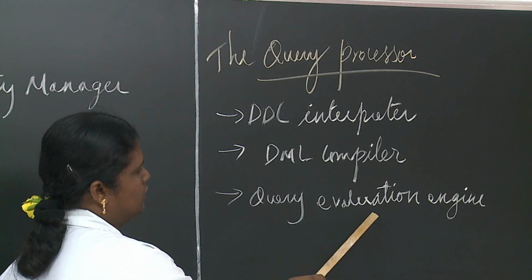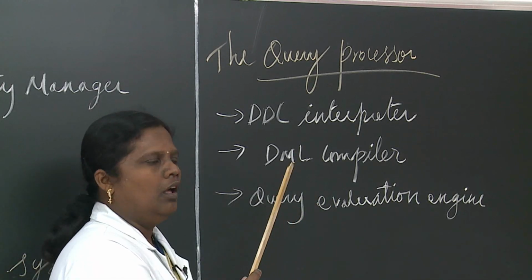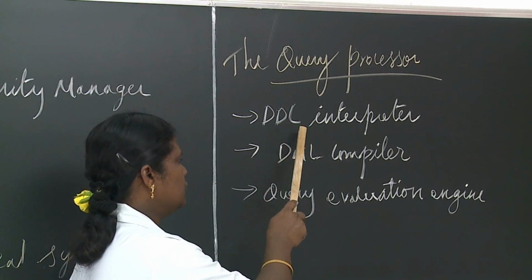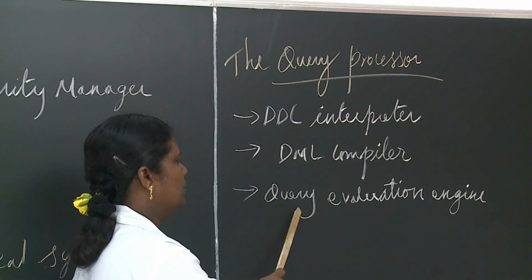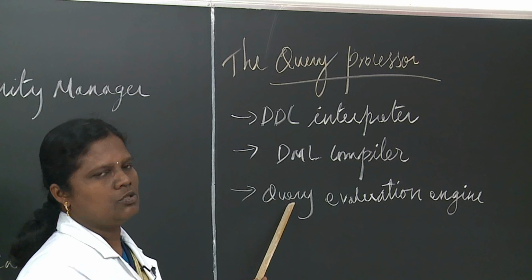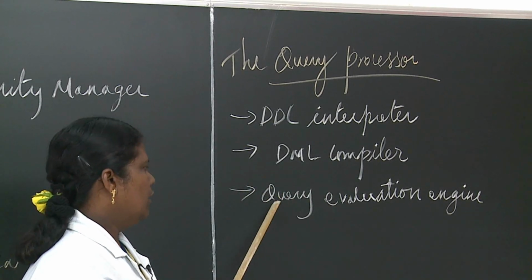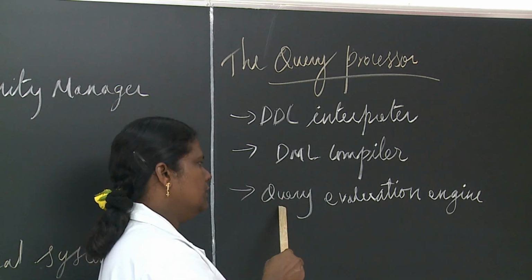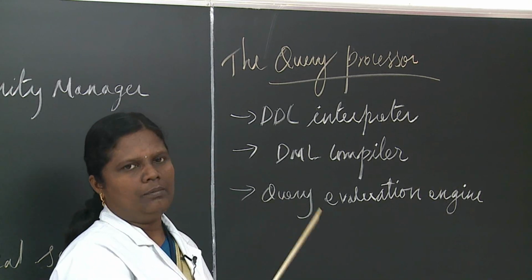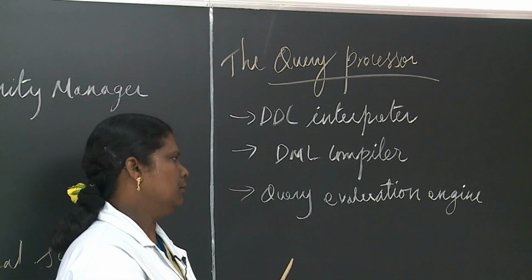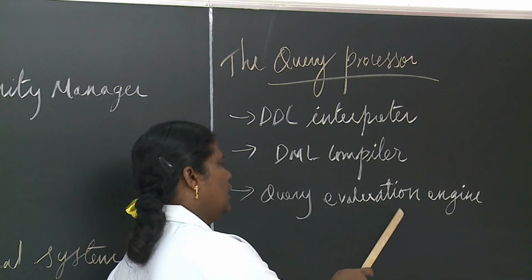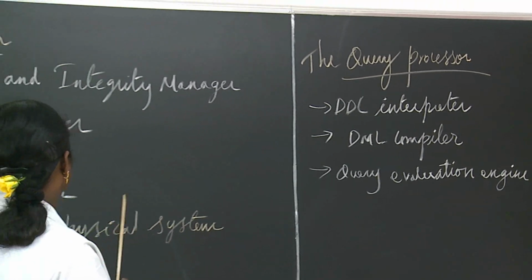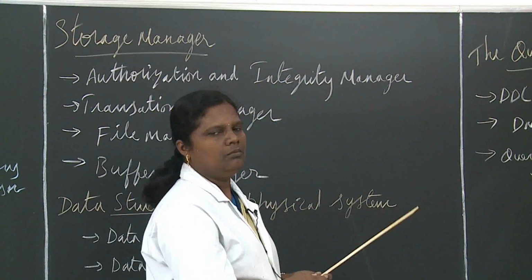And the query evaluation engine, this plays a major role in this database system. This evaluates the interpretation work as well as the DML compiler process. After evaluation only, this is passed to the next level in order to store or extract the data from the database. Based on this evaluation only, the database system extracts the data from the database. So that is the purpose of this query evaluation engine. So these three major points describe the database system architecture.